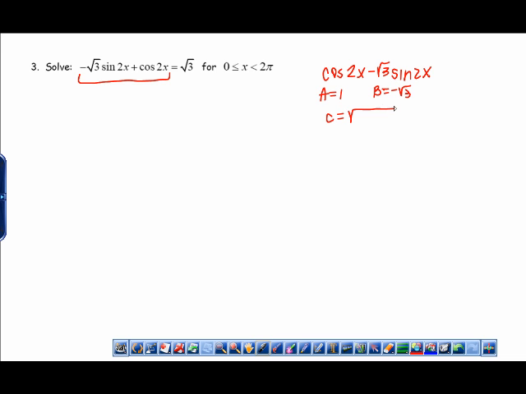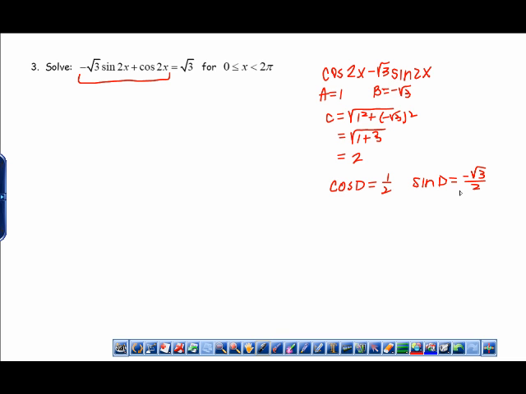C would be the square root of a squared plus b squared. So this will give me square root of 1 plus 3. So that's 4. So c actually ends up being a whole number here, 2. All right, and then I'm going to do my two expressions. Cosine of d is equal to a over c. A is 1 and c is 2, so 1/2. And then sine of d is going to be equal to b over c. So that's negative root 3 over 2.